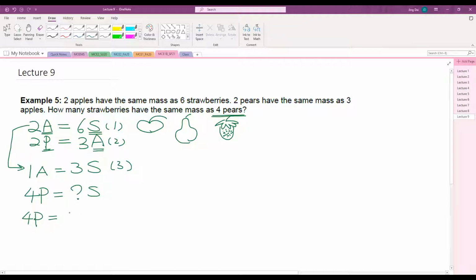Three is 3 apples? Kevin, think again. 2 pears is 3 apples. Now we have 4 pears, which equals 6 apples. Very good.